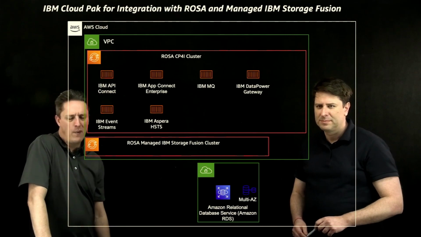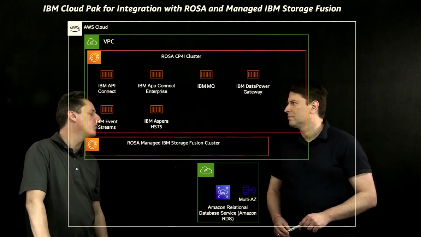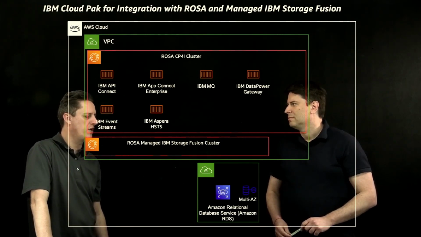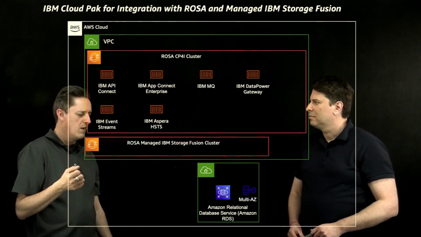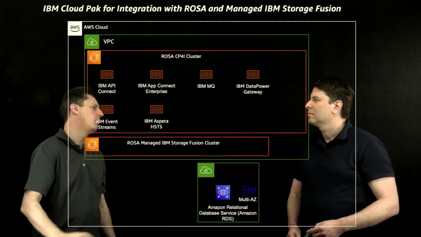Correct. From a single sign-on, role-based access control, security point of view, I typically see customers use things like an LDAP service, something like IBM Verify or a Microsoft Active Directory. What does that look like when we bring it to AWS?